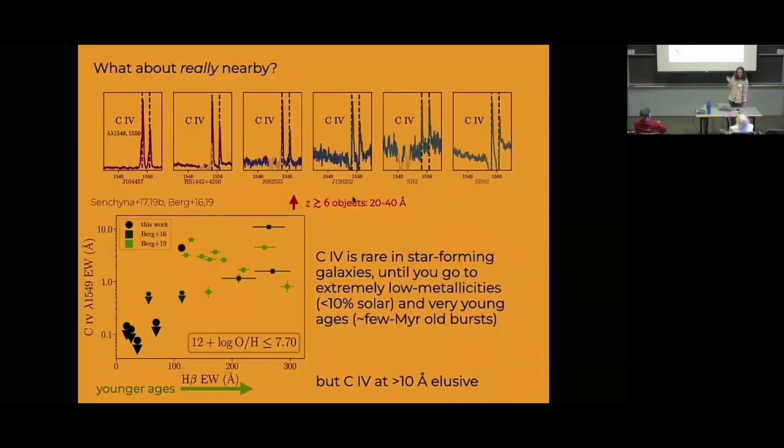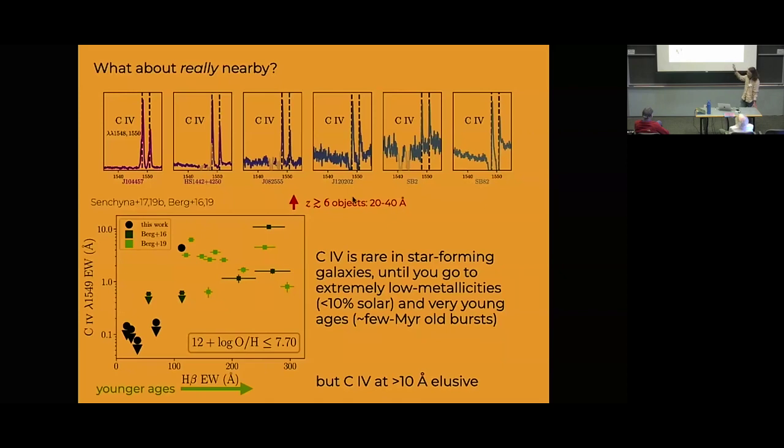So what about really nearby? This is a question that we asked about carbon 4 quite a while ago, and that we've been continuing to ask. It turns out if you look for carbon 4 emission, so finding something like these 20 to 40 angstrom systems in the very nearby universe, previously essentially no objects that were dominated by star formation were known that had carbon 4 emission that was detectable at all. It's typically seen in P Cygni from these stellar winds.